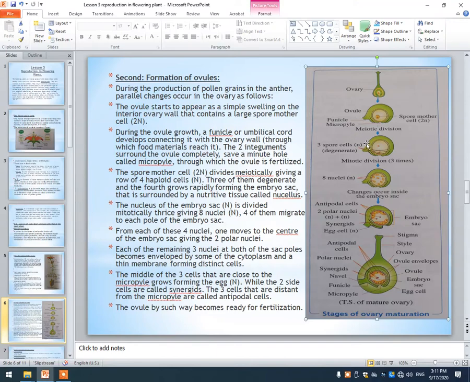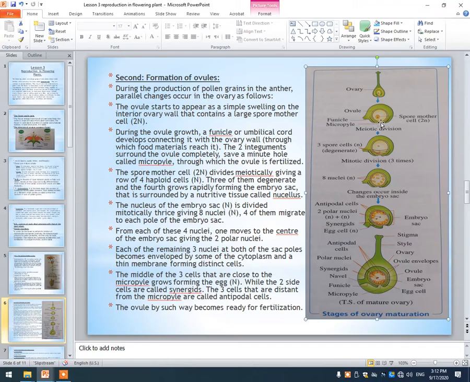The 2 integuments surround the ovule completely, save a minute hole called the micropyle. This opening is called the micropyle, through which the ovule is fertilized. Here the pollen tube will enter.